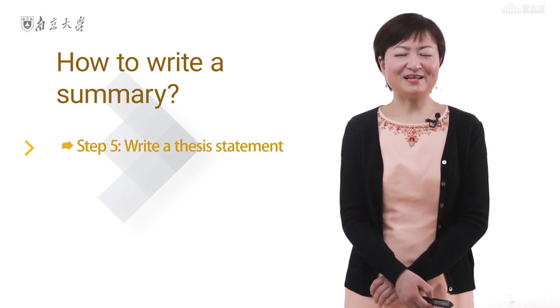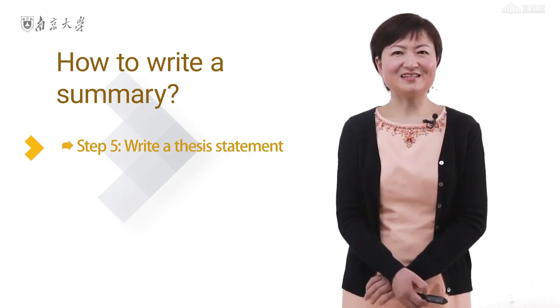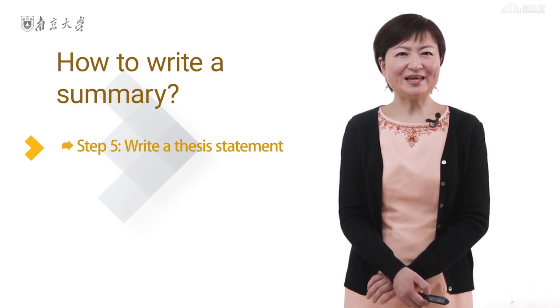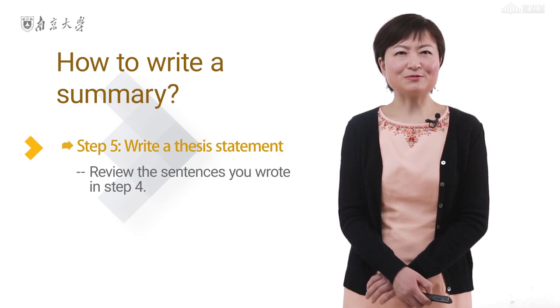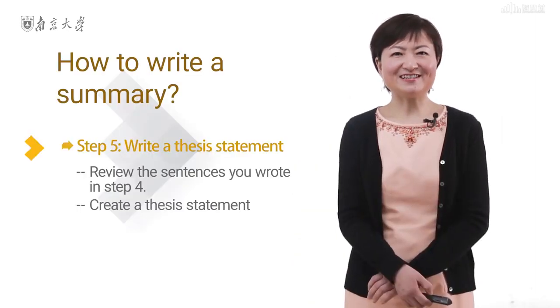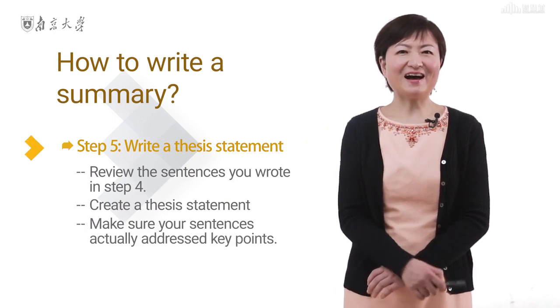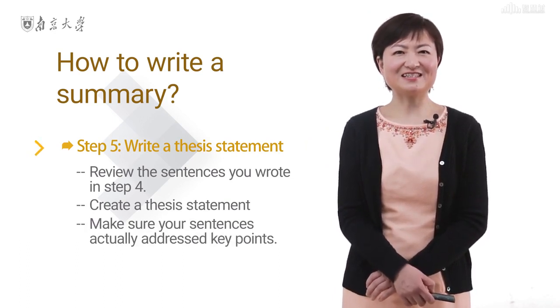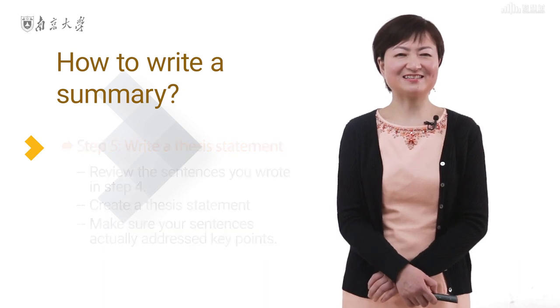The fifth step is to write a thesis statement. This is the key to any well-written summary. Review the sentences you wrote in step number 4. From them, you should be able to create a thesis statement that clearly communicates what the entire text was trying to achieve. If you find that you are not able to do this step, then you should go back and make sure your sentences actually addressed key points.